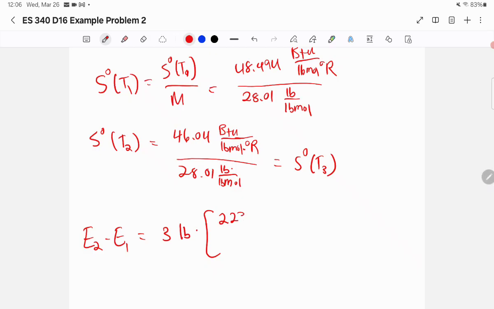So this is 2230, this is the U1, U2 I mean, minus 3175.9 BTU per pound mole, divided by 28.01, because that was dividing this. This term also was dividing every term, so I can just divide through all of them by that. Pound per pound mole.